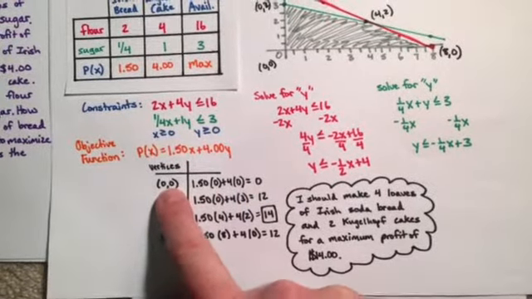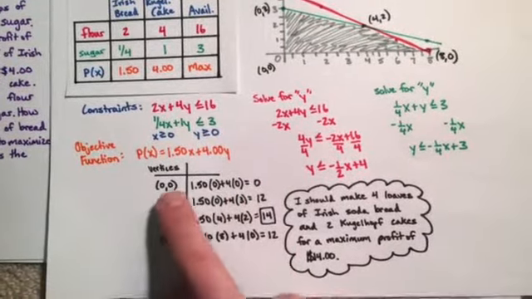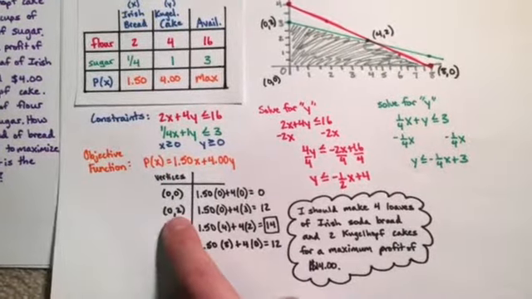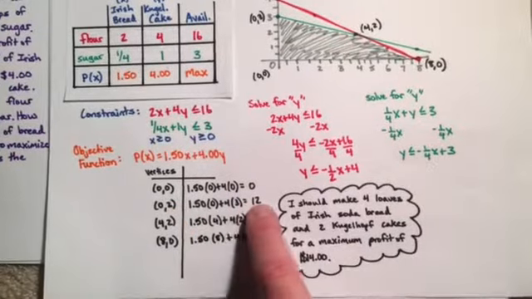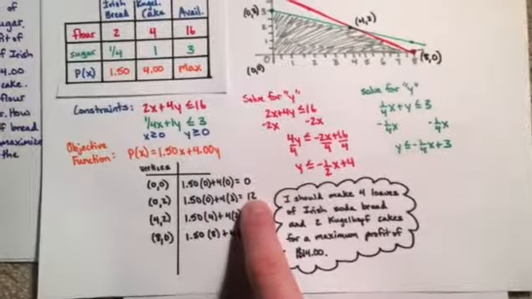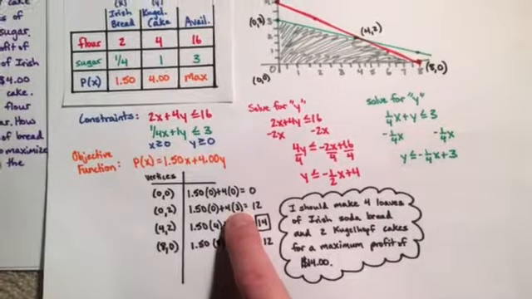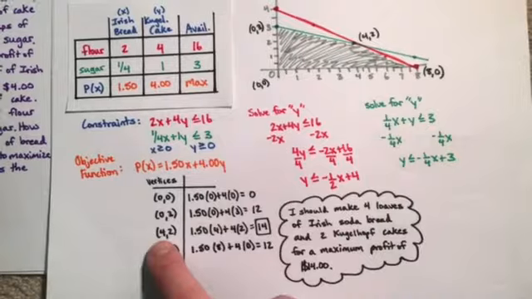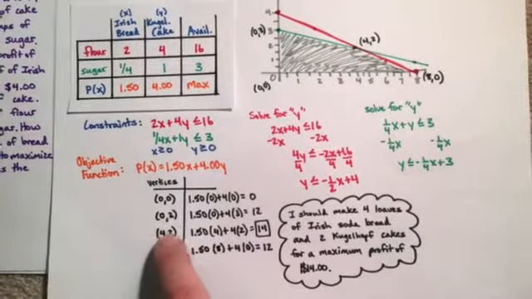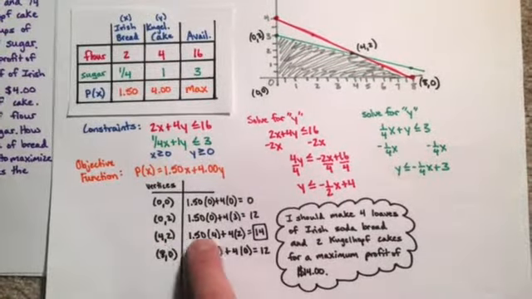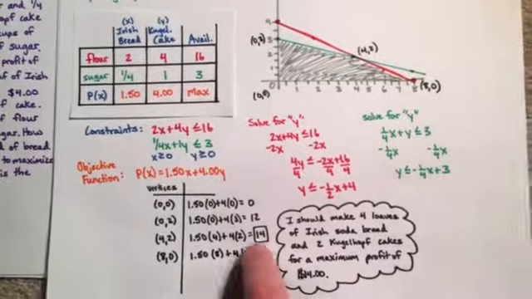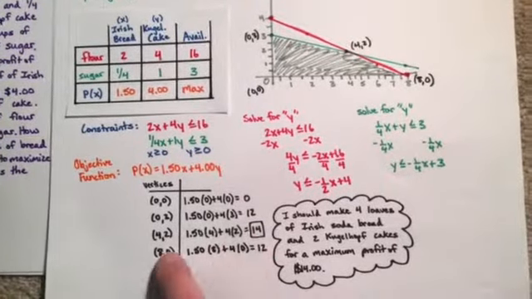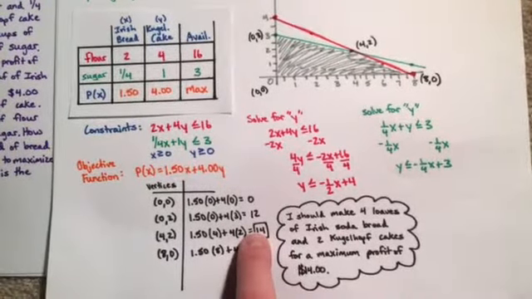So even though (0, 0) is pretty obvious, it's good just to write it for notation that you included it. But we know it didn't work out because that was only 0. I plugged in (0, 3), and that gave me a pretty decent profit of $12 if I only made 3 Kugelhof cakes. But this was a better option: if I would make 4 Irish soda breads and 2 Kugelhof cakes, then I would make $14 profit. And then 8 Irish soda breads, that was only $12, so I need to go back to this one and stick with the best option.